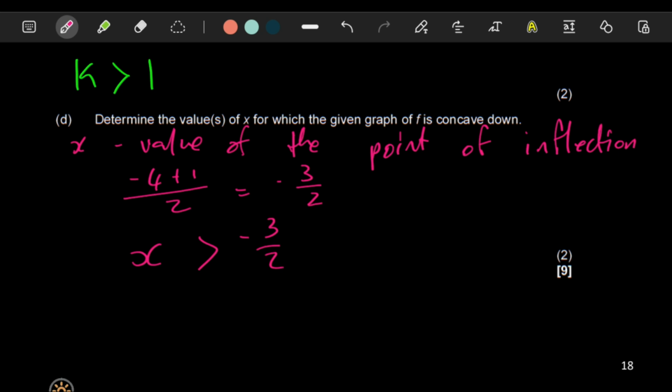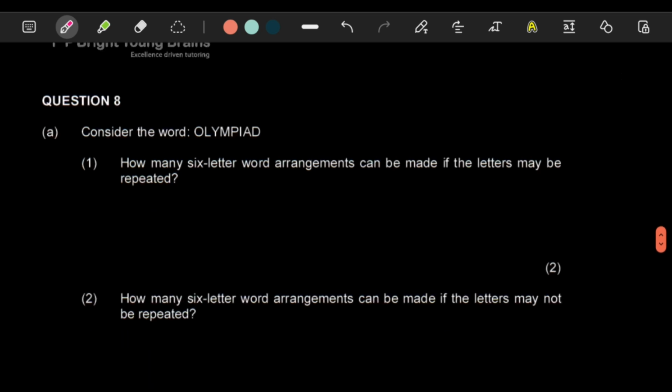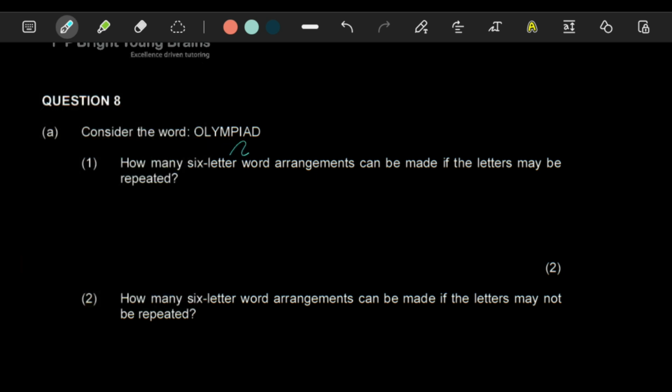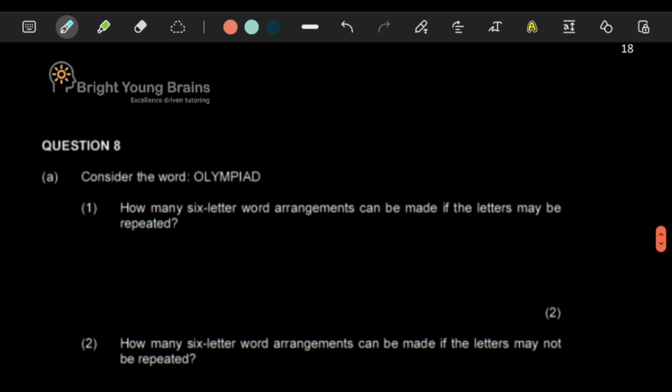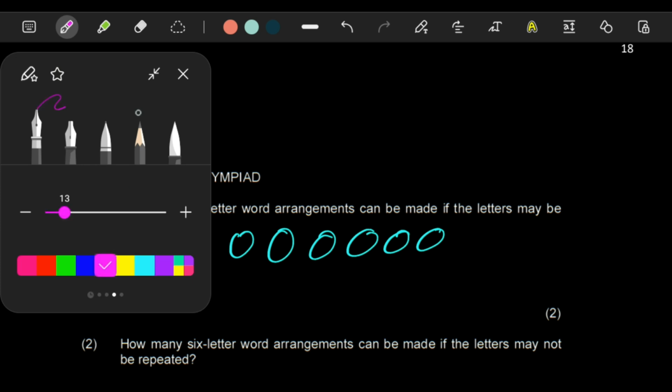Anyways, moving on to question number 8. It says, consider the word Olympiad. How many 6-letter word arrangements can be made if the letters may be repeated? Well, if letters may be repeated, then it's like 6-letter words. So it's like 1, 2, 3, 4, 5, 6. So you have 6 places where letters can go.